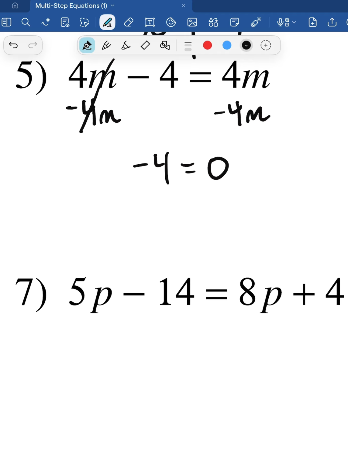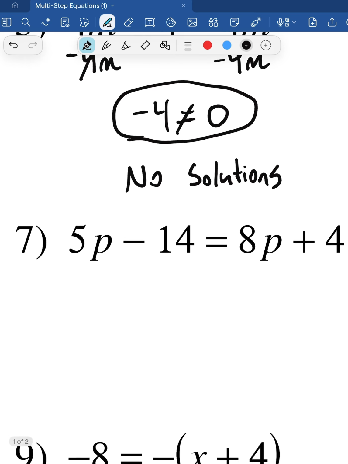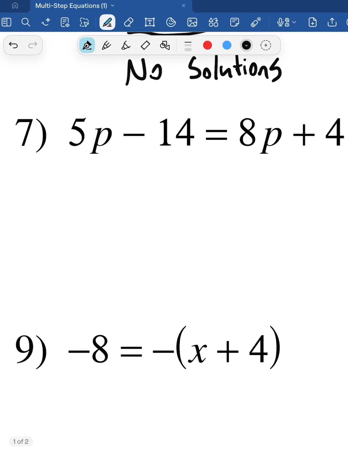And in algebra, whenever you find yourself in this situation where you have two things that are equal to each other, but it's not true, right? This is not true. Negative 4 does not equal 0. That's just a false statement. So you can go ahead and put your does not equal line through your equal sign and say no solutions. Meaning there's nothing you could put in the universe for m that would make this equation valid or true.